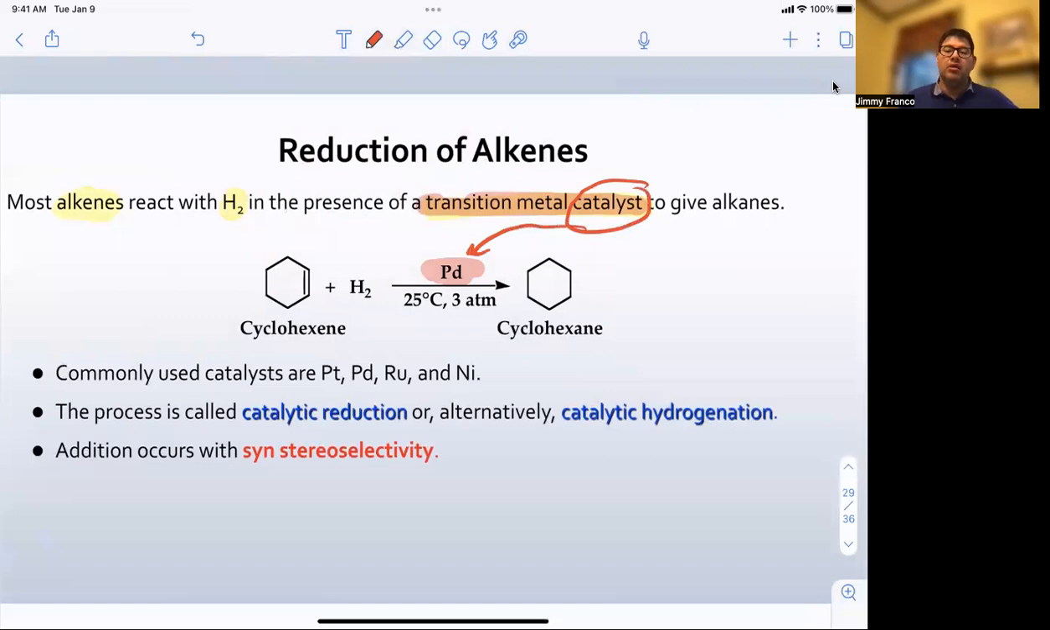All right. So the biggest mistake I see people make is they want to add palladium, they want to add platinum, they want to add nickel. So any of these reagents down here, they want to add it to the molecule, but it's a catalyst, so we don't see it.